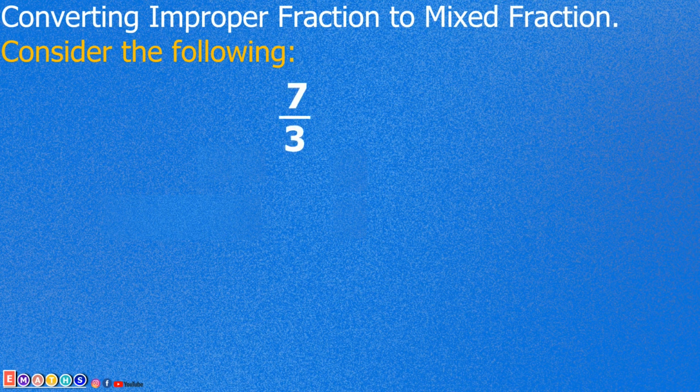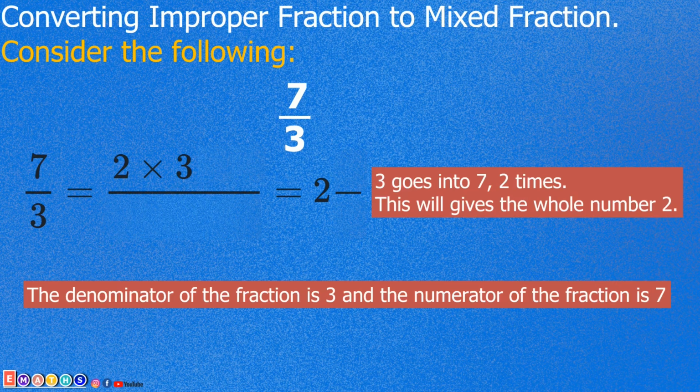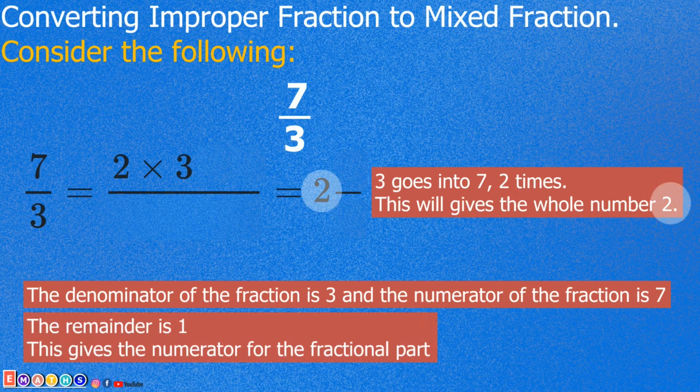Converting improper fraction to mixed fraction. Consider the following example. The denominator of the fraction is 3 and the numerator of the fraction is 7. 3 goes into 7 2 times. This will give us the whole number 2, as highlighted in white. The remainder is 1.